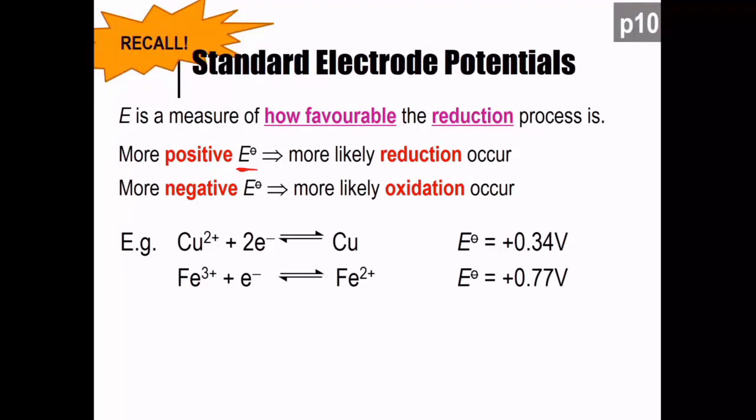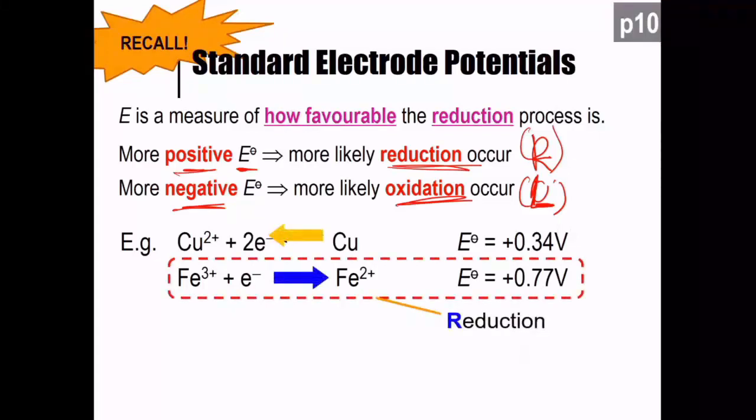You look at the E0 value. If the half cell has a more positive E0 value, it means that reduction is more likely to take place. So this one must be on the right hand side. Reduction is on the right hand side. And negative means that oxidation is more likely to take place. So it must be on the left hand side of your cell diagram.